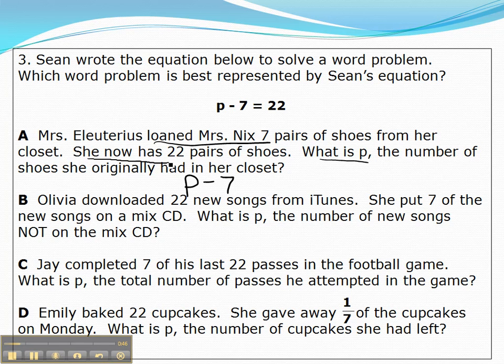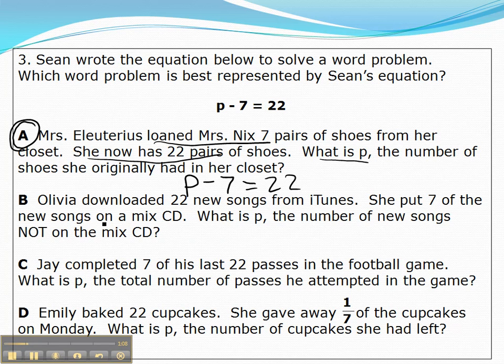And it says she now has 22 pairs of shoes. So after loaning the 7, she has 22. So it actually looks like answer choice A is the correct answer to match that equation. But I would be suspicious if the very first one I tried worked. So let's check the other answer choices. We should always, if we have time on a test, check all the answer choices anyway.